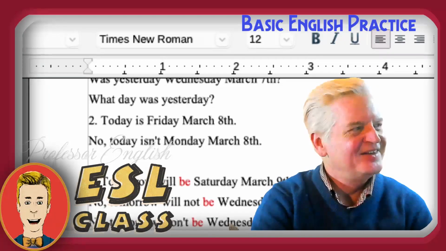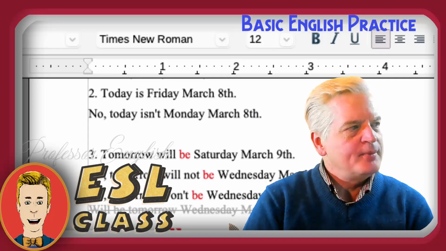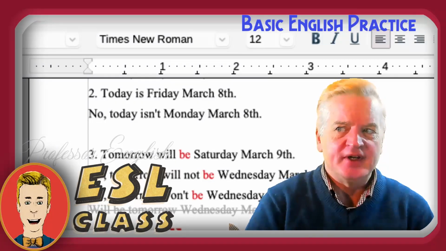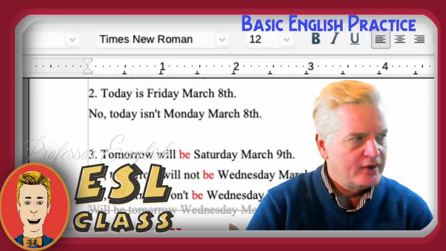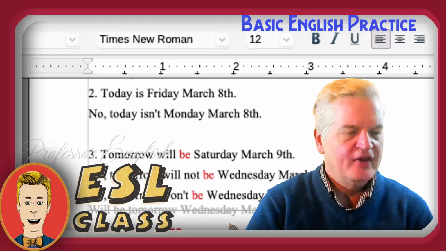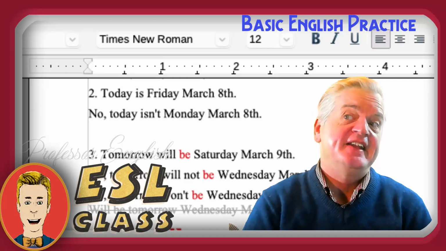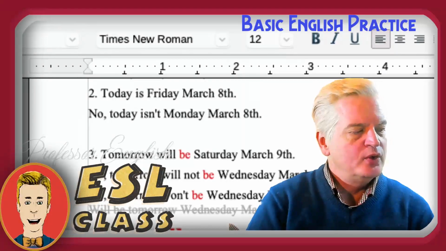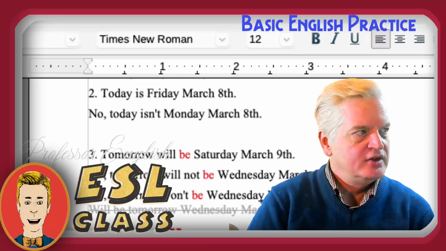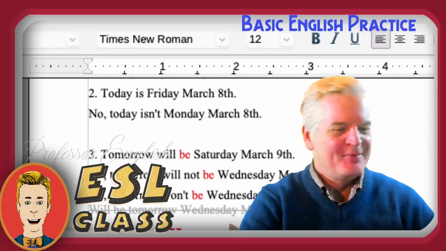Number 2 is today is Friday, March 8th. So if I make the question, is today Monday? Is today Monday, March 8th? How do you answer no? No, today is not. Or no, today's not. No, today isn't. No, today isn't Monday, March 8th.